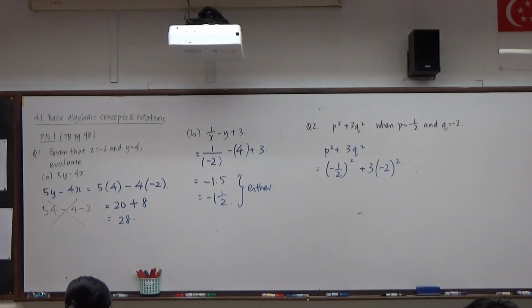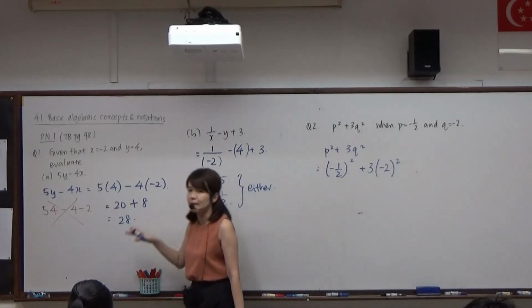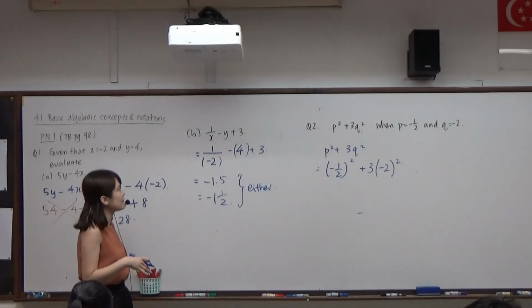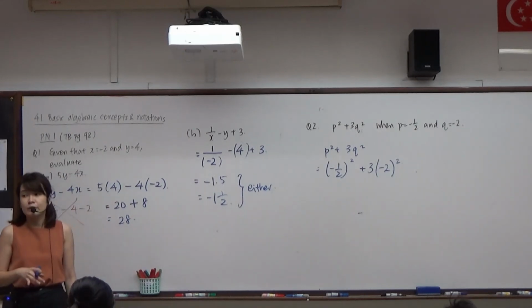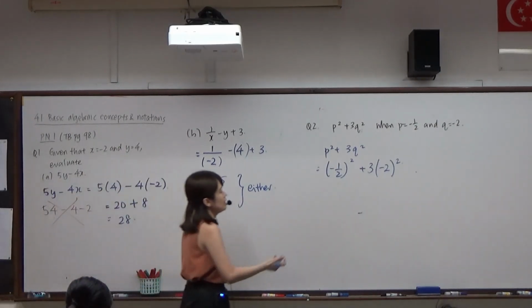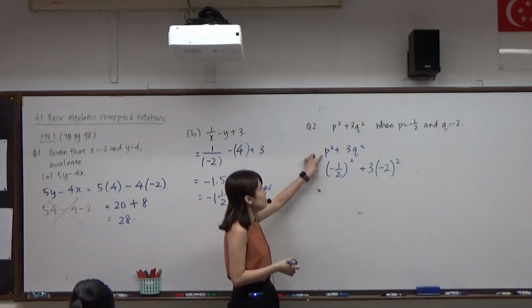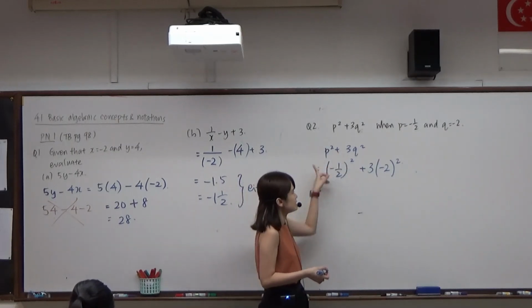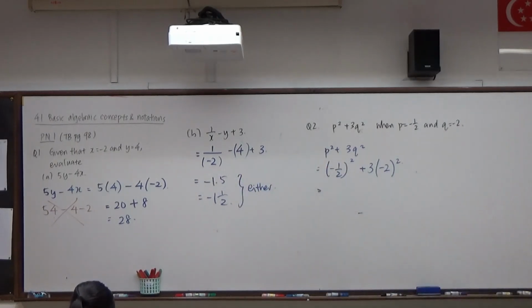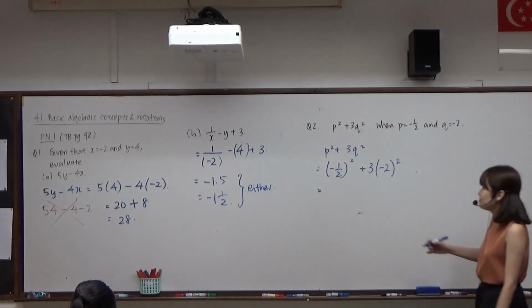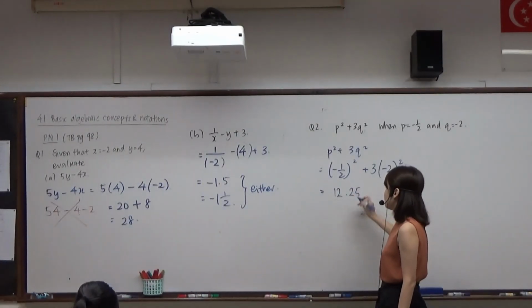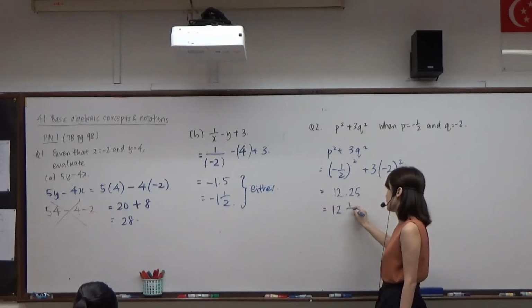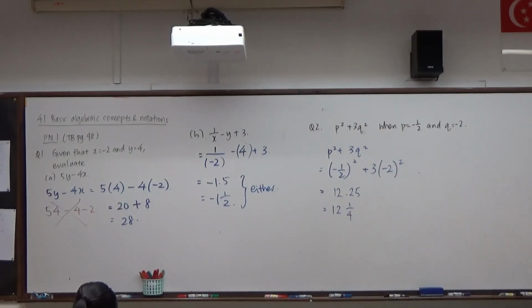Okay, if you are still not very confident when it comes to brackets, especially when you replace the letters with numbers, then may I suggest that every time you replace, you just put brackets first, until you get yourself stronger in these algebraic concepts. So p squared would be negative half squared. Press into your calculator this entire expression. Then what will you get? 12.25, or if you want to leave it as a mixed number, also can, 12 and 1/4. Okay? Questions?